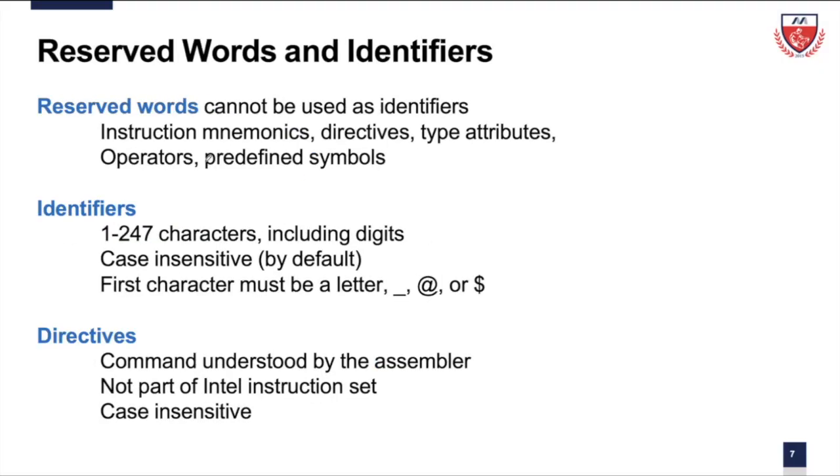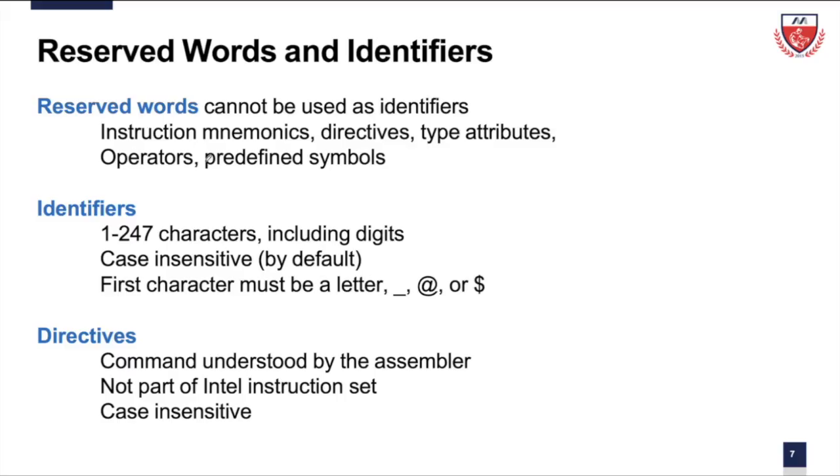Okay, let's talk about reserved words and identifiers. So let's get acquainted with this. Because whenever we look at assembly language programming, it's really difficult to understand. So if we get acquainted and know some of its processes or its functions, then we can understand it once we get to familiarize ourselves with it.